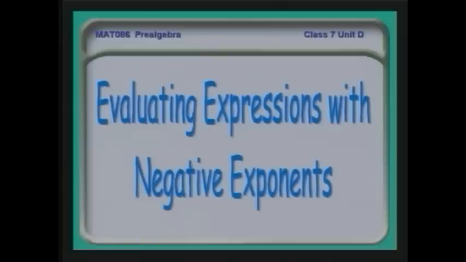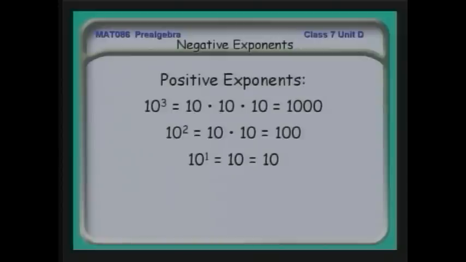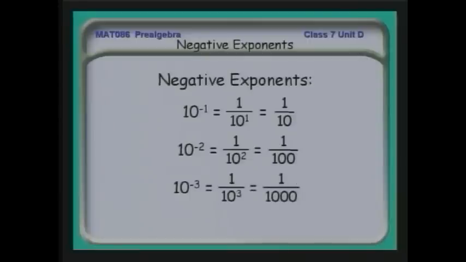Let's review now how we work with negative exponents. Remember that we can express 10 cubed as 1,000, 10 squared as 100, 10 to the first is just 10, and remember that anything to the 0th power is equivalently 1. When we go in the other direction, we see 10 to the negative 1 is 1 over 10 to the first. 10 to the negative 2 is 1 over 10 squared. 10 to the negative 3 is 1 over 10 cubed, or 1/1000th, and so forth.